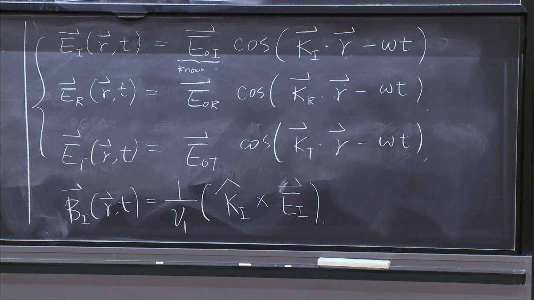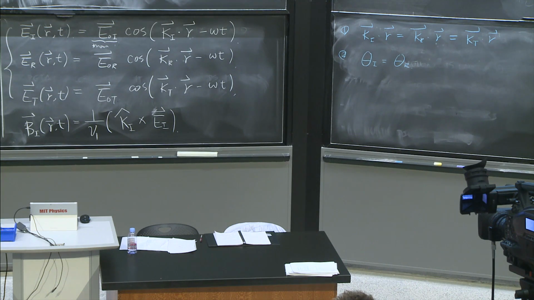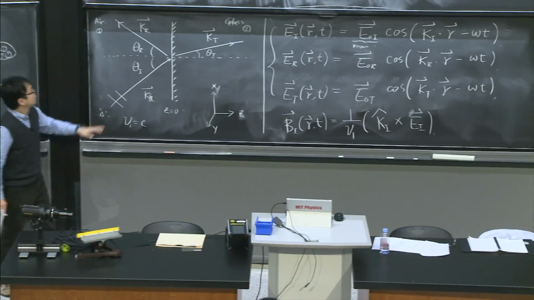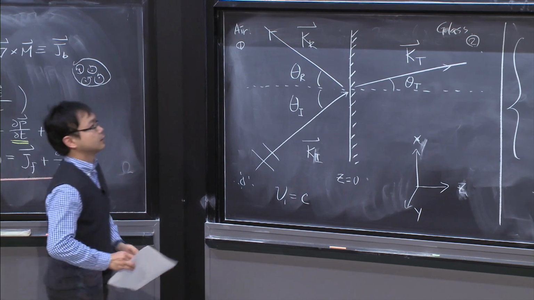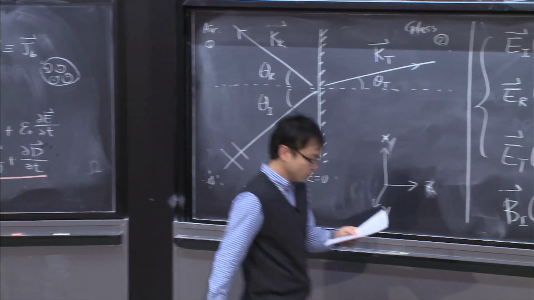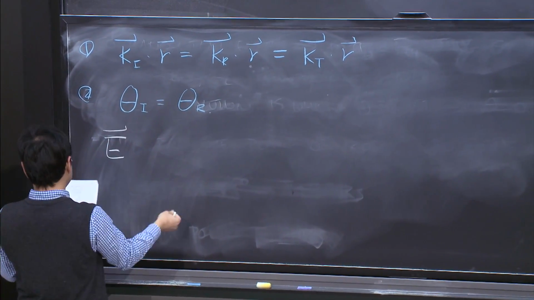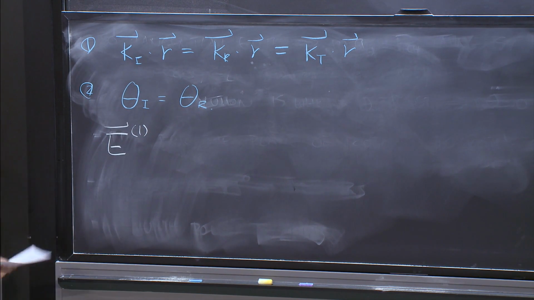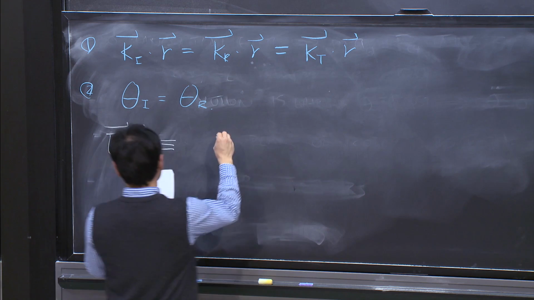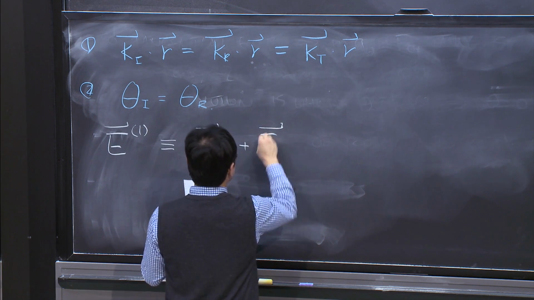So how do we do that? The first thing I would like to do is, as you see from here, I divided the whole universe into two parts. The left-hand side world, which I call 1, is air. The right-hand side world is glass, which I call 2. Therefore, I can now calculate the sum of the electric field in world number 1, which is defined as E0I plus E0R.